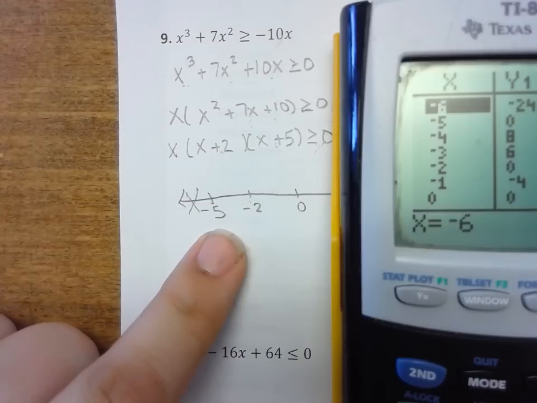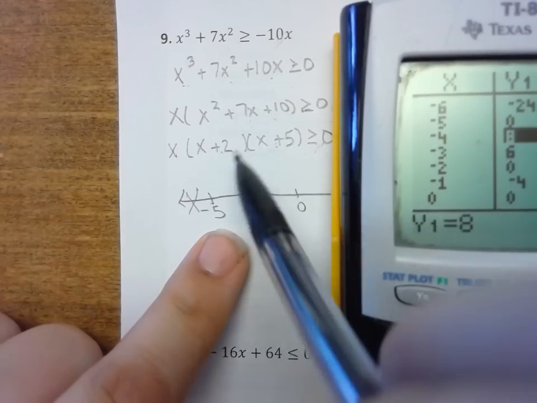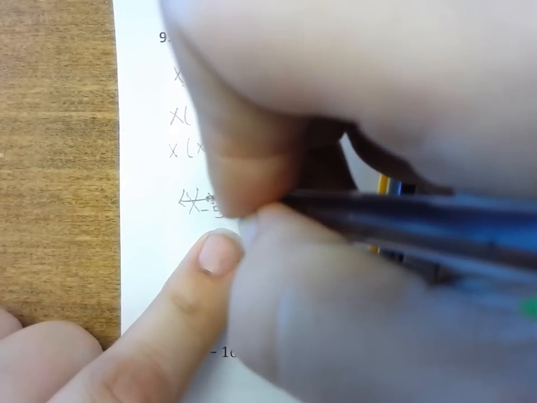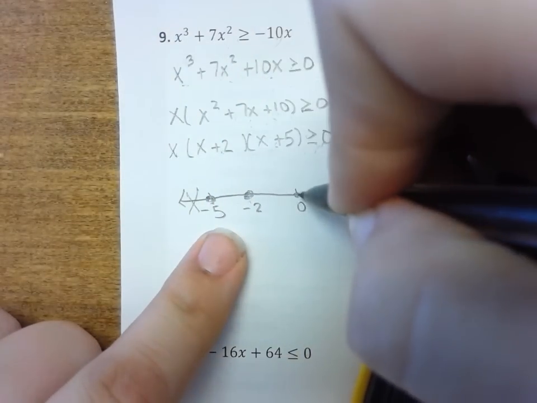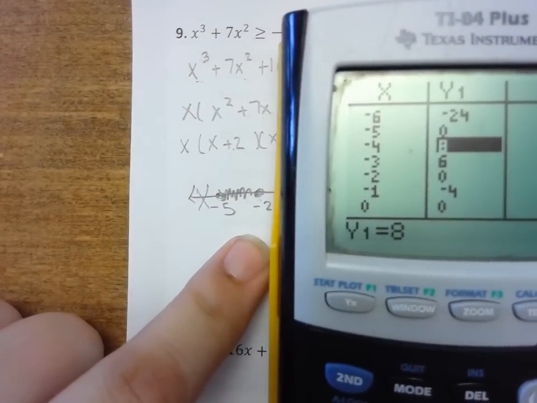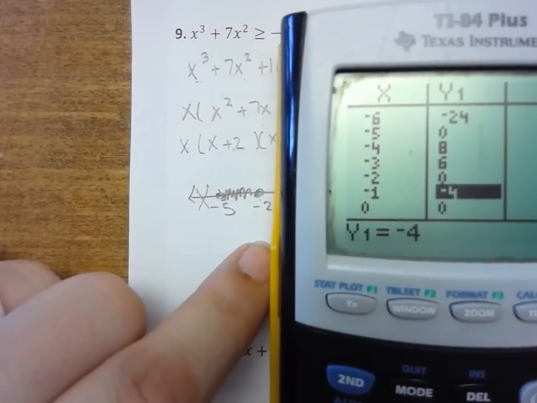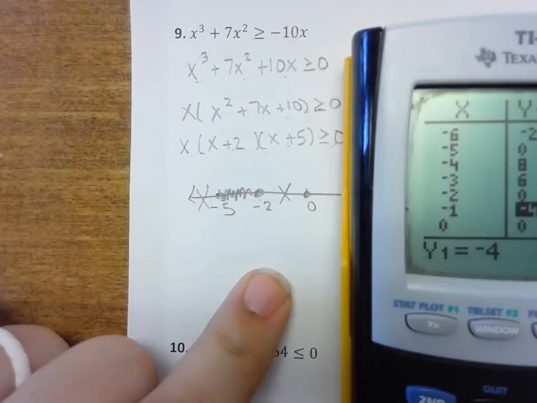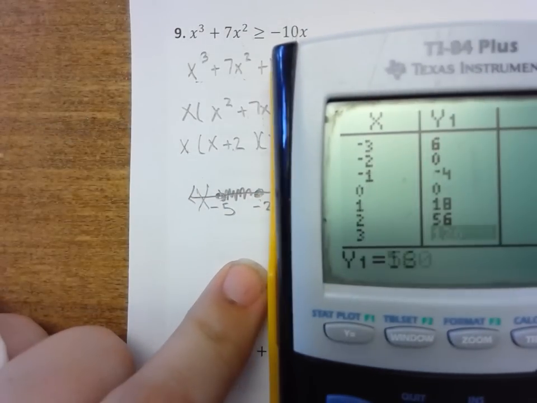Something between -5 and -2, like -4. It's an 8, which is greater than 0. Oh, first off, sorry, these are closed circles. So that is an answer. Between -2 and 0, that would be like -1. -4 is not greater than 0, so that doesn't work. And the number is greater than 0. Ooh, those are all positive.